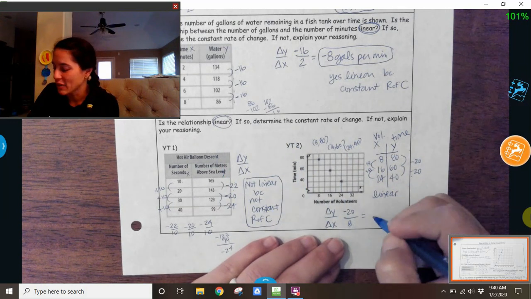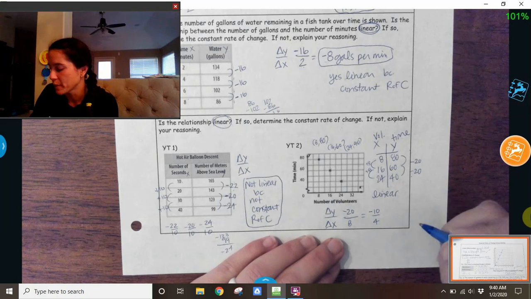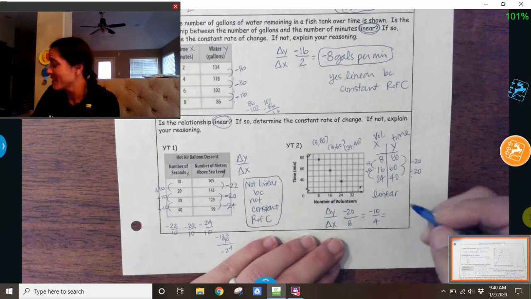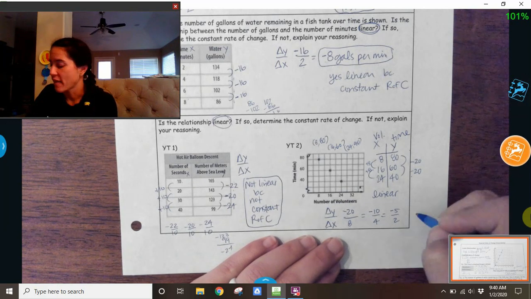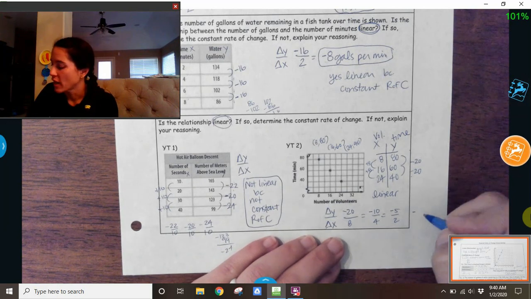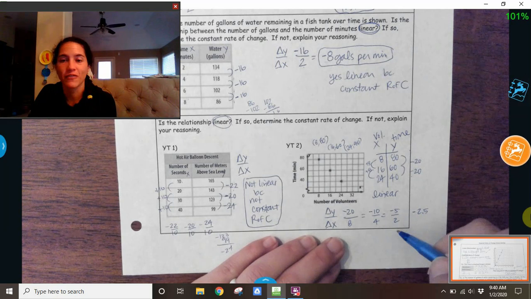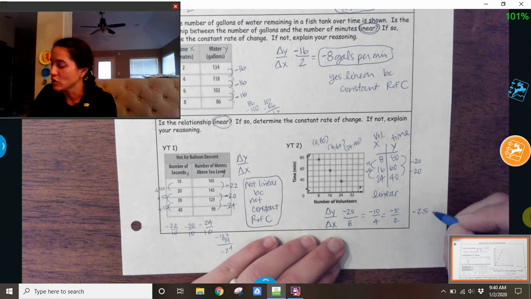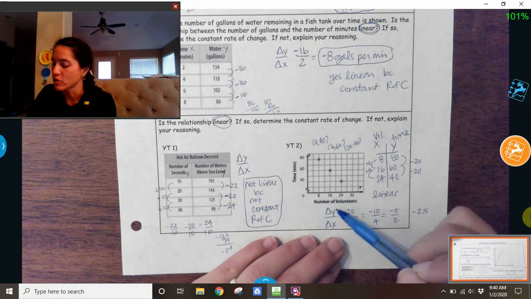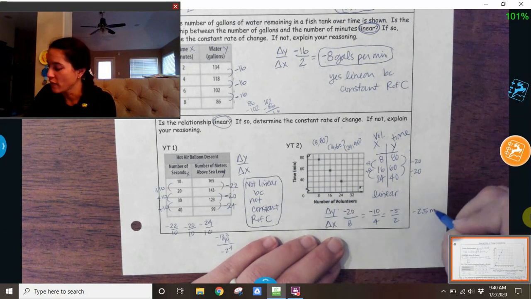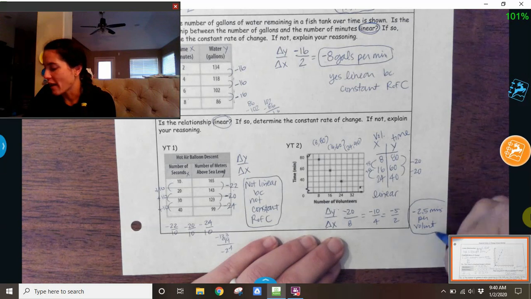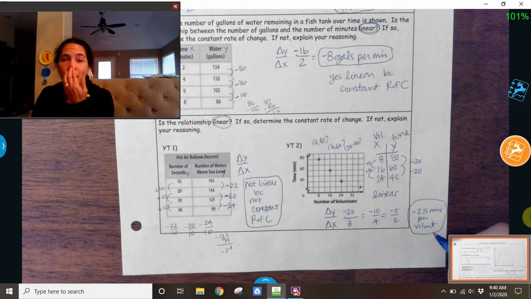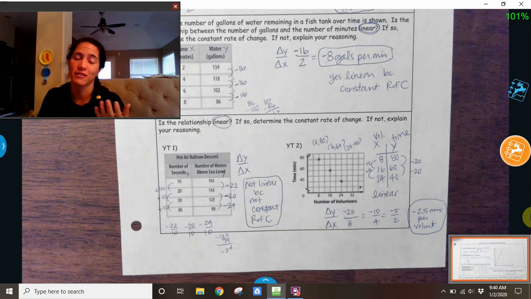Negative 20 over 8 can reduce to negative 10 over 4, which can reduce to negative 5 over 2. Negative 5 divided by 2 is 2.5. So negative 2.5. Remember, it's the change in Y. So negative 2.5 minutes per volunteer. So every extra volunteer you get, your time decreases by 2.5 minutes, which is nice.